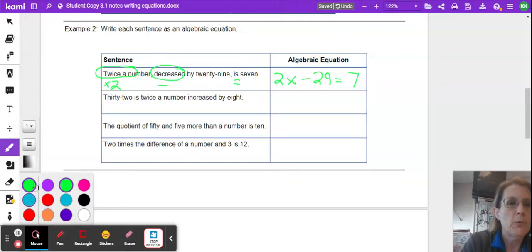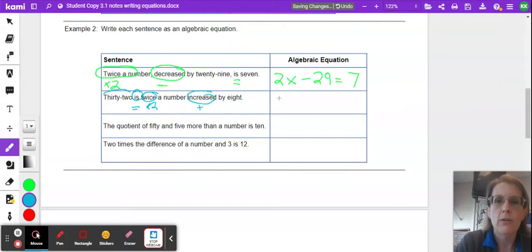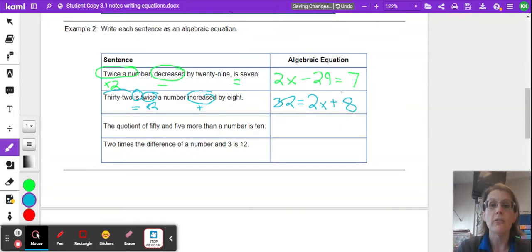And then the next one, we have 32. Sorry, I don't need to circle the 32. The "is" is the important one. 32 is twice a number increased by 8, and twice means times 2, and increased means plus. So 32 is twice a number, that's where my variable goes, increased by 8. Now try the next two on your own and check them with the Edpuzzle video.